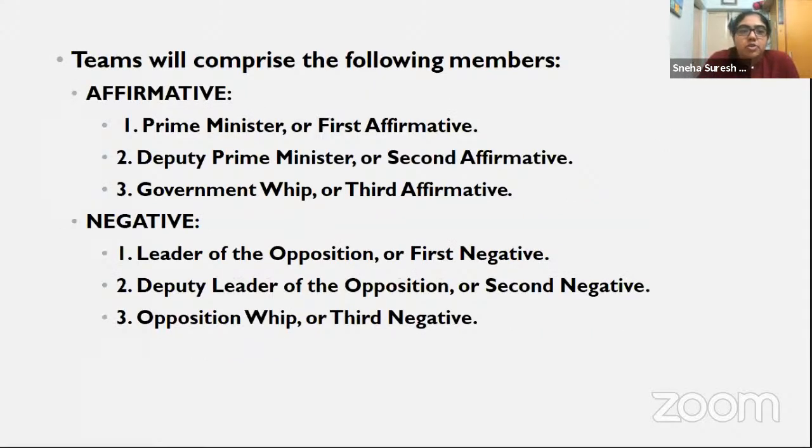The teams are usually either 3 versus 3 or 4 versus 4. The team members are usually the prime minister or the first affirmative, the deputy prime minister or the second affirmative, and the government whip or the third affirmative. There are certain times when you have a 4 versus 4 where you have more than one government whip. The titles of the negative team members are leader of the opposition or the first negative, the deputy leader of the opposition or the second negative, and the opposition whip or the third negative.